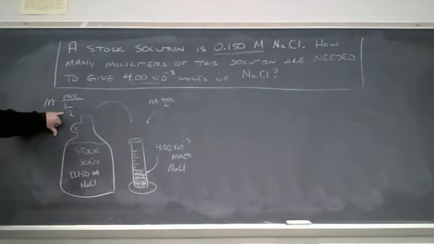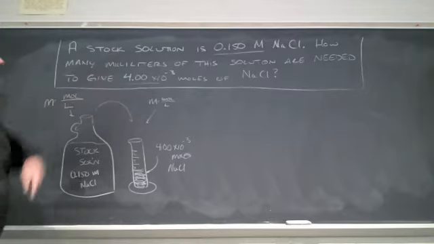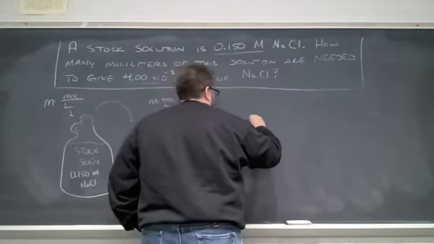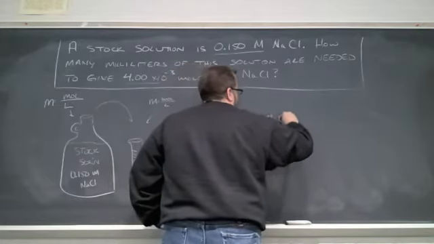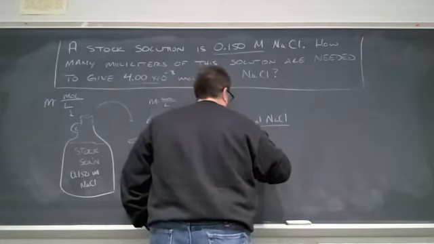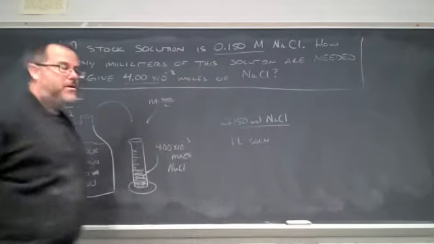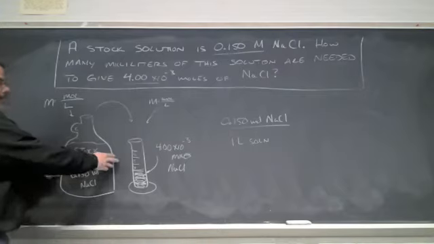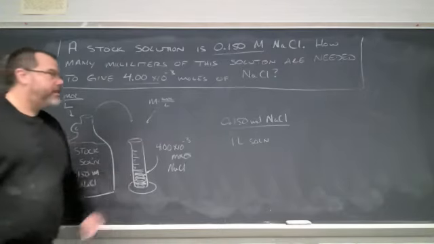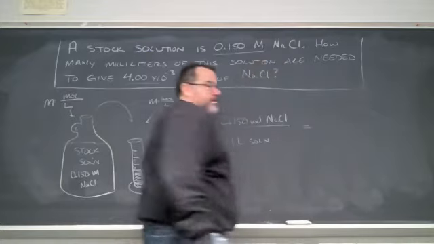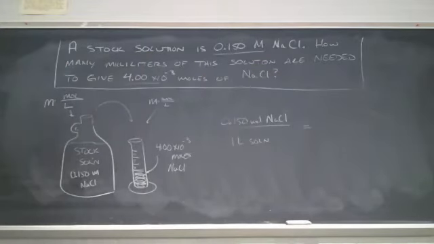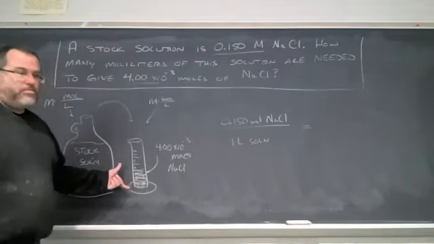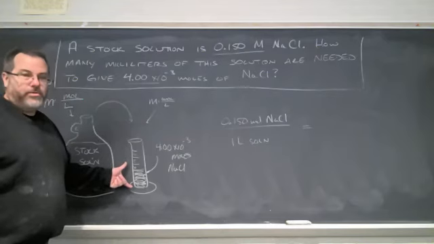So, over here, we know from this equation that our ratio is 0.15 moles of sodium chloride per liter of solution. That's the concentration here. Okay. The concentration over here is also 0.15 moles sodium chloride per liter of solution. Okay. But we're not going to write it that way. We're going to use the volume and the number of moles in this solution.